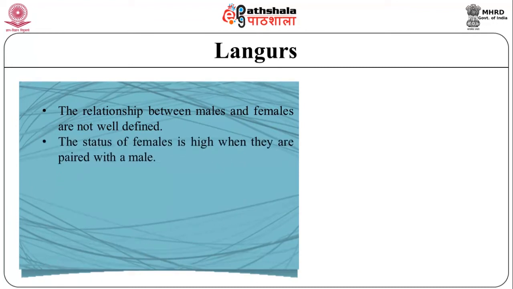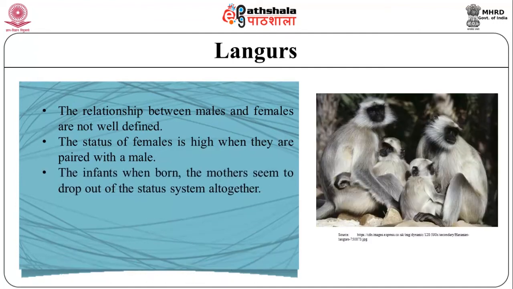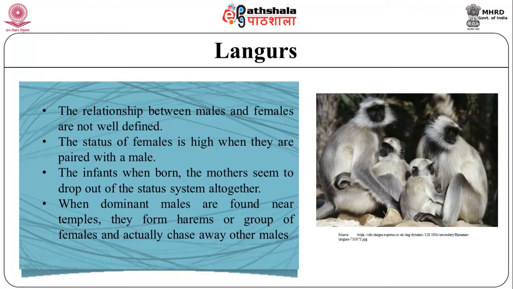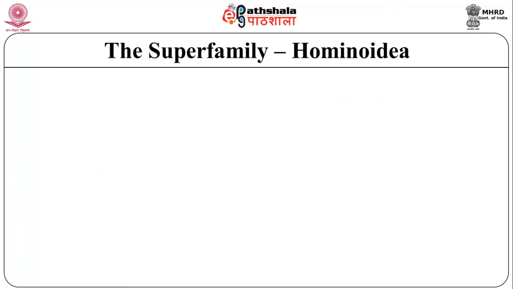The status of females is high when they are paired with a male, but when their infants are born, the mothers seem to drop out of the status system altogether. When dominant males are found near temples, they form harems, that is, groups of females, and actually chase away other males. Now let us see the superfamily Hominoidea.